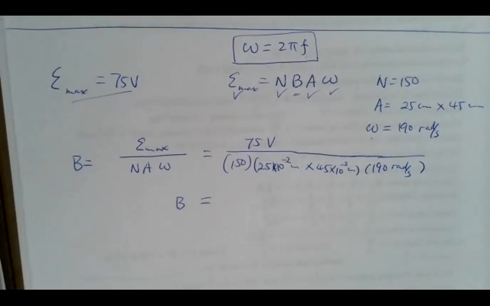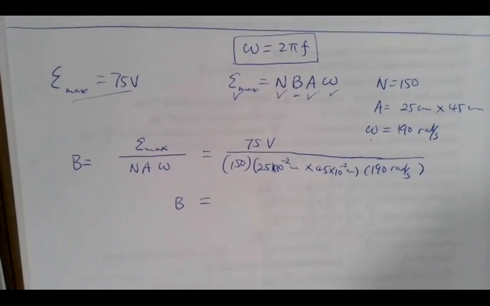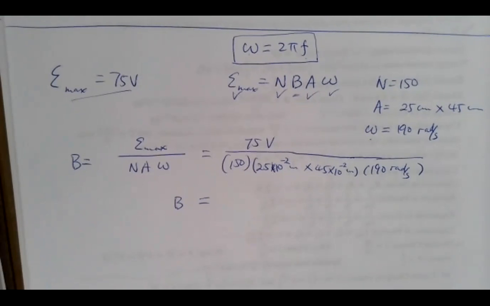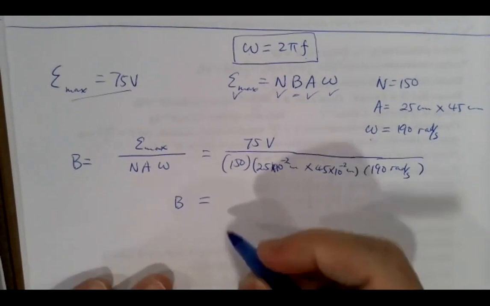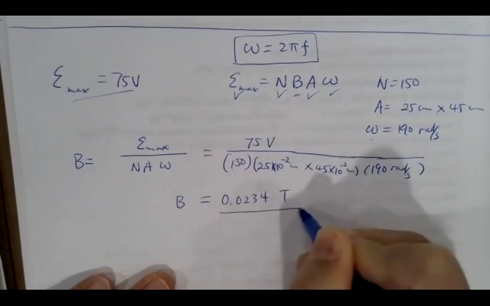Looks like I forgot to calculate this, but we can do this quickly. You can also do that on your end. So 75 divided by 150, and then 0.25, 0.45 divided by 190. So this would be 0.0234 in Tesla.